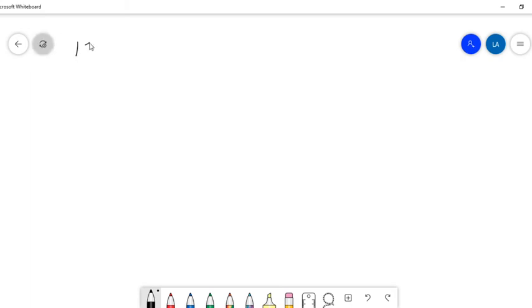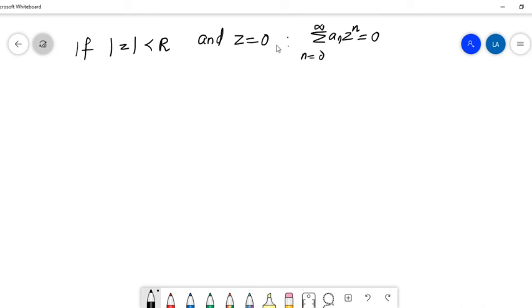So now we are assuming that if modulus of z is strictly less than R, and suppose z is equal to 0, then what happens? Then summation n equal to 0 to infinity a_n z raised to n is nothing but 0. We have nothing to prove there. If it is so, the series is convergent.